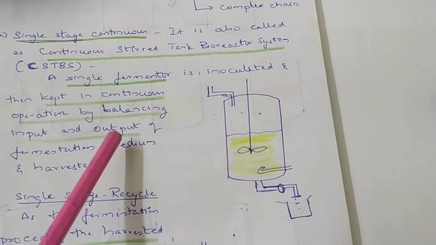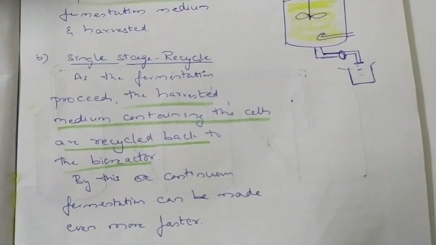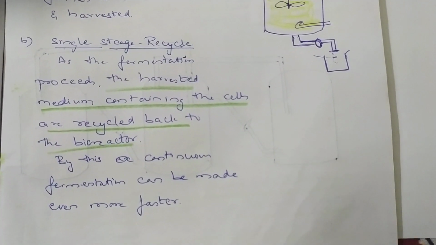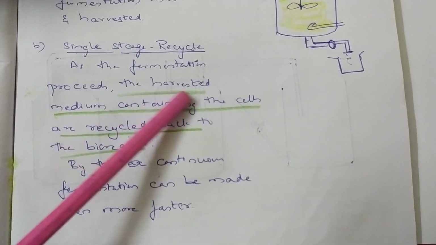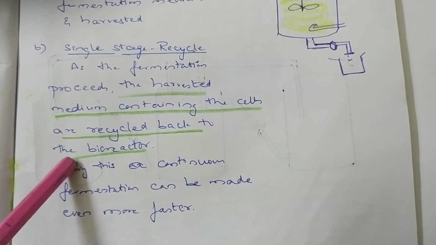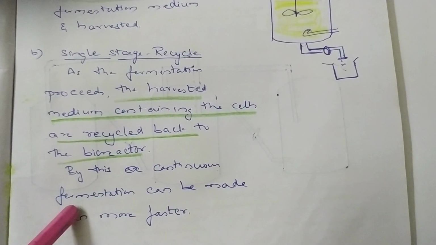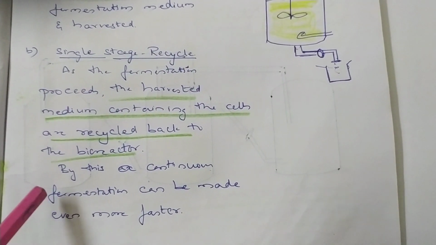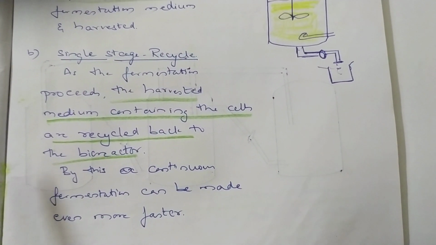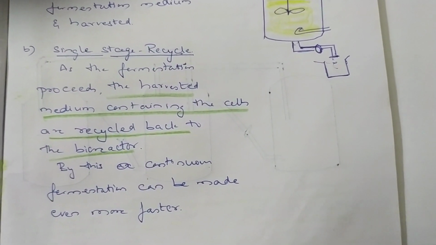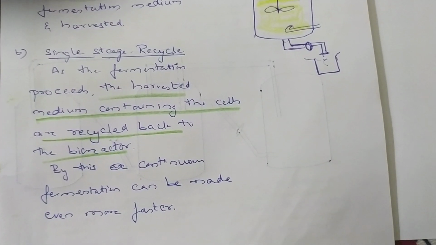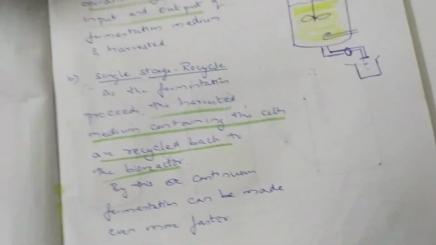Coming to the second one, that is the single stage recycle. Very important here. As the fermentation proceeds, the harvested medium containing the cells is recycled back to the bioreactor. I think you got the point. By this, continuous fermentation can be made faster. So we learn a technology, but we should also understand why it has been used. What is the meaning of this? Let's see the diagram here.